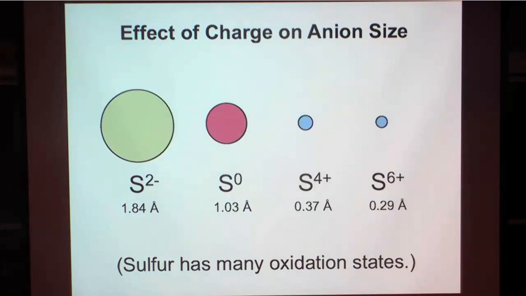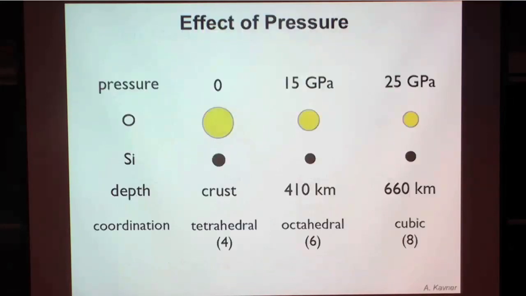Something to also consider is the effective charge on anion size. I'll give the example of sulfur. Going from 2- to 6+ is a significant change in size, so this helps to dictate which oxidation state of sulfur will be stabilized in which particular arrangement. We can think of the effective pressure for silicon as well. Of course, at low pressures we have tetrahedral coordination, moving towards octahedral coordination in the transition zone and lower mantle, and the garnet phases do contain cubic coordination of silicon.